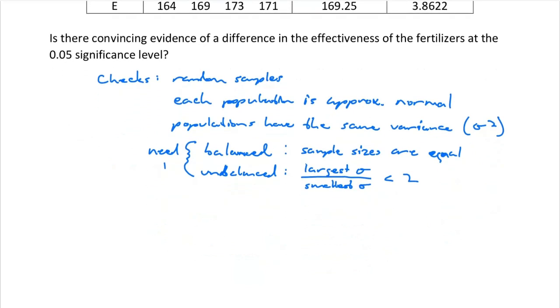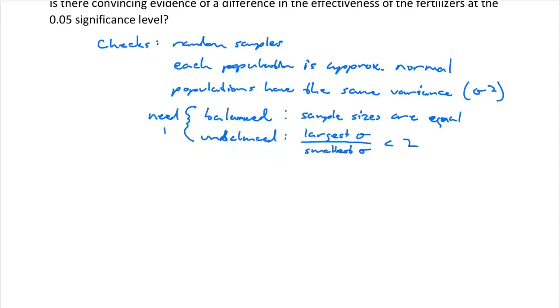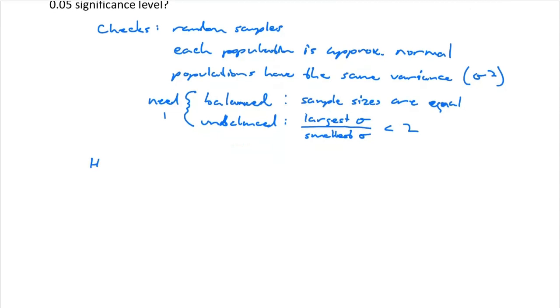All right. So those are the 3 checks. Random sample, check that you've got normality. Again, you're basically looking to make sure that there are no outliers or significant skew in your data, and that the populations have the same variance, either through same sample sizes or, again, dividing those standard deviations and making sure that it's less than 2. All right. It all checks out for us. So now we get into our hypotheses.